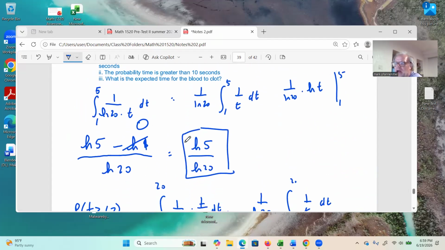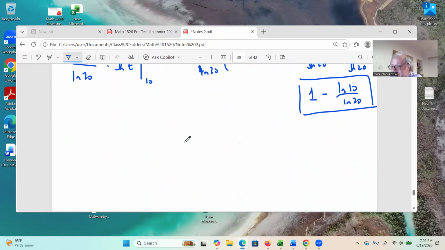Number 3, what is the expected time for blood to clot? Now, there's a definition in math for expected value. The expected value of t is equal to t times the integral of f. Well, no, not that way. Got to go inside the integral. So it's the integral of t times f of t dt, from negative infinity to positive infinity.